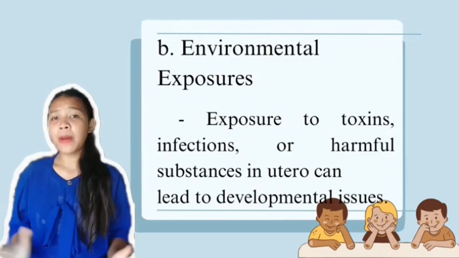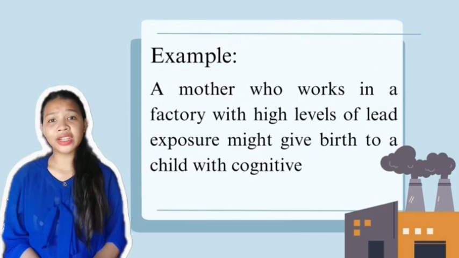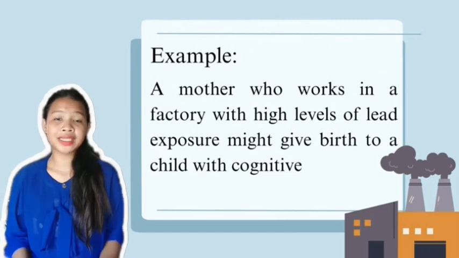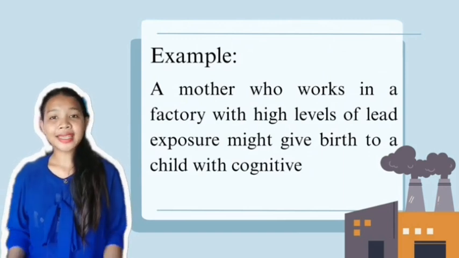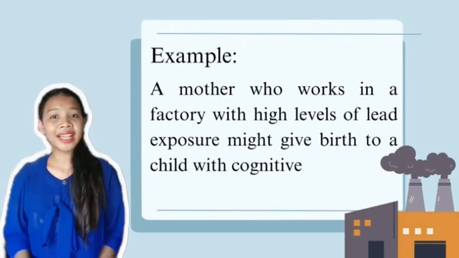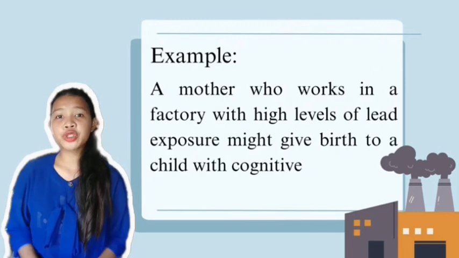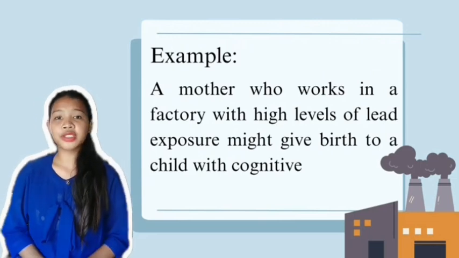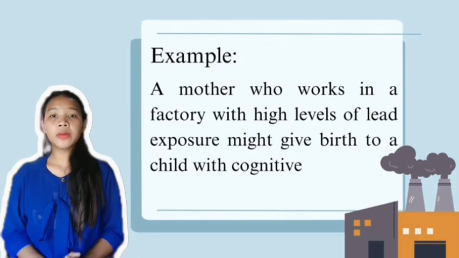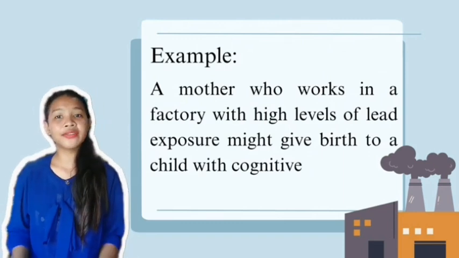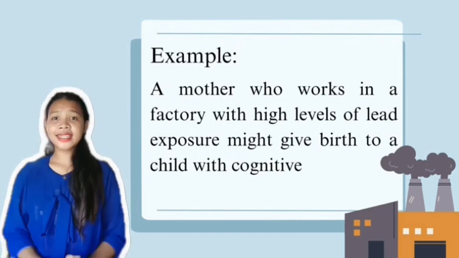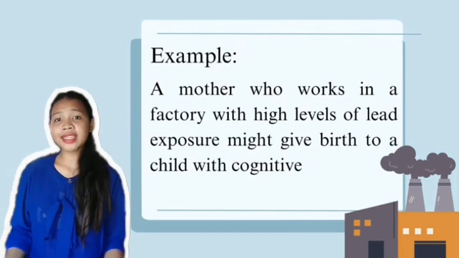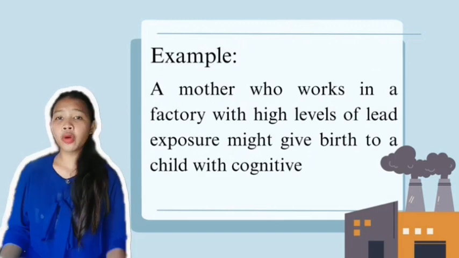For example, a mother who works in a factory with high levels of lead exposure might give birth to a child with cognitive impairments. So class, genetics, maternal health, and the prenatal environment are foundational to child development. Inherited traits, nutrition, and exposure to toxins during pregnancy significantly impact physical, cognitive, and emotional growth. Understanding these interconnected factors is crucial for early interventions and creating supportive environments that promote healthy development throughout life.